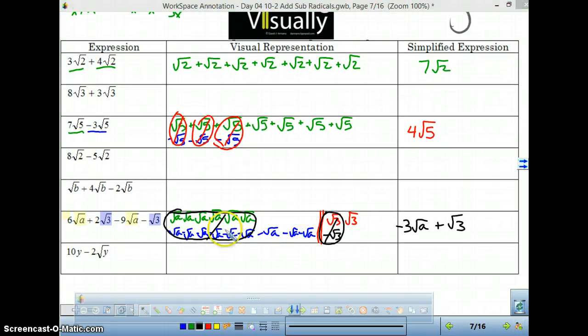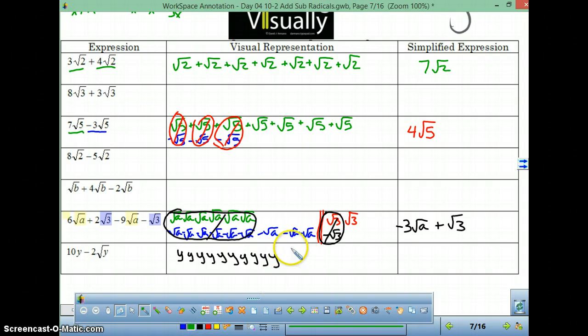Okay. Last question here. This one, trick question. Y's and root y's are not the same thing. Okay? Those are not like terms. If I did a visual representation, I would have 10 y's and then I would have negative 2. You'd have to do it on another side because they're totally different. We'd have negative root y and negative root y. And the answer would be 10y minus 2 root y. Nothing would change at all.